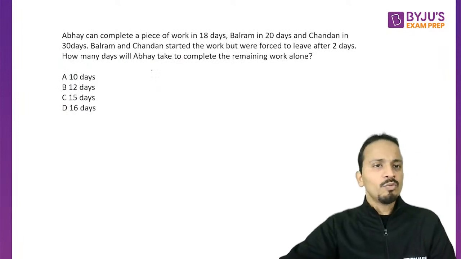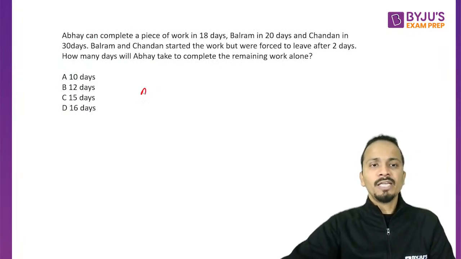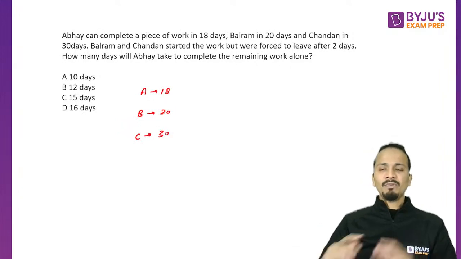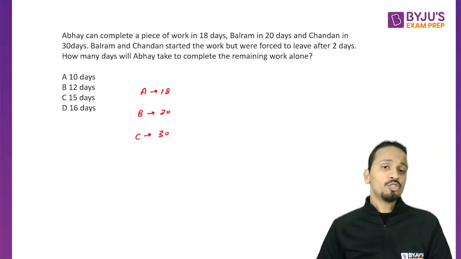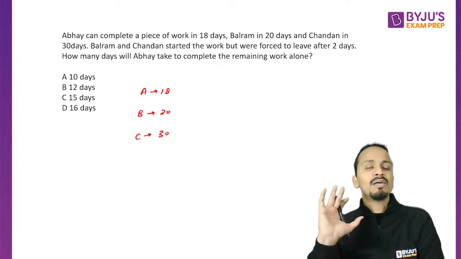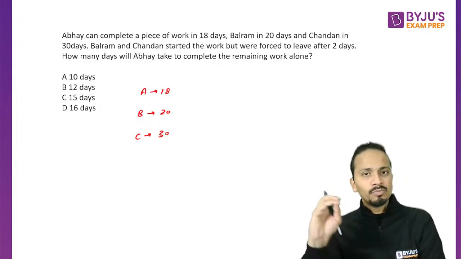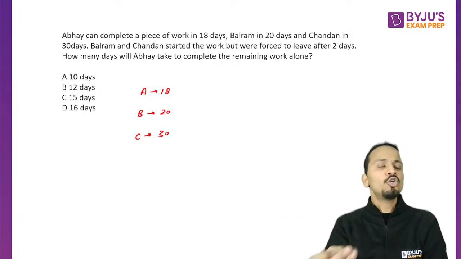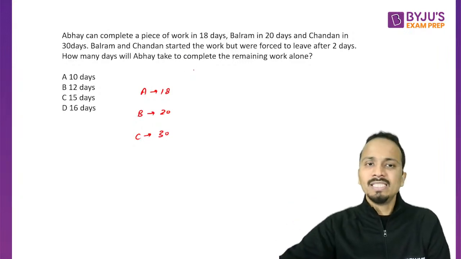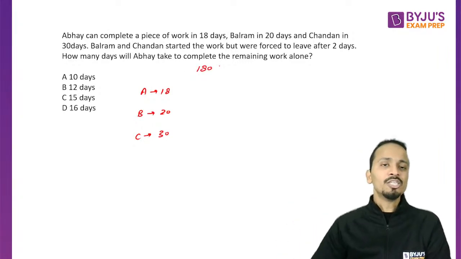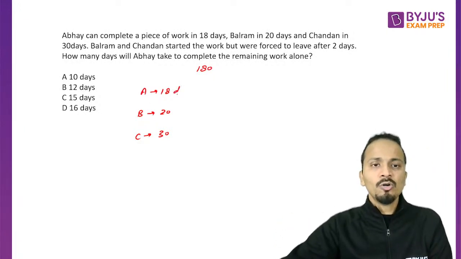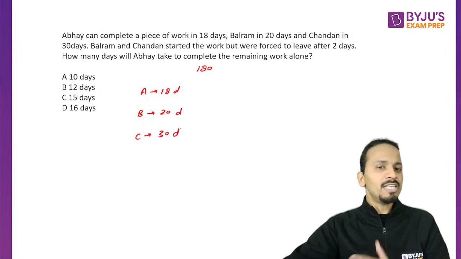Now next question on time and work. A can complete the piece of work in 18 days, B in 20 days, and C in 30 days. Before I read the question, the first step that I always do in such questions is assume some work. I can assume the total work as a number which is a common multiple of 18, 20, and 30. One easy value I can see is 180. So 180 is divisible by 18, 20, as well as 30. So A, B, and C will take these many days to finish the work.